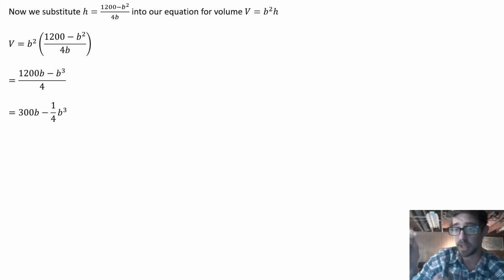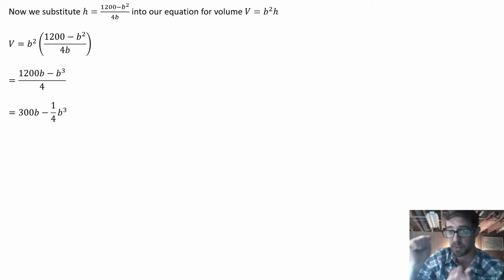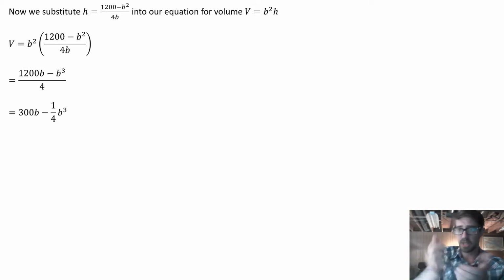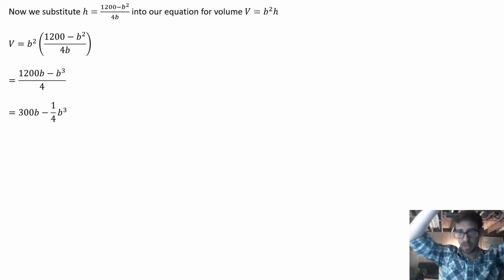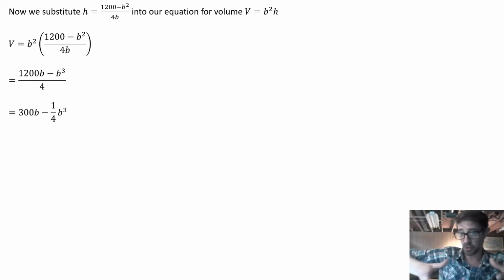So now we get to pick what we make b. And whatever we make b, that's going to be the volume. We want that thing to be as big as possible, right? So again, just think, is our box short and flat? Is it tall and skinny? Is it perfectly square? Is it somewhere in the middle there?